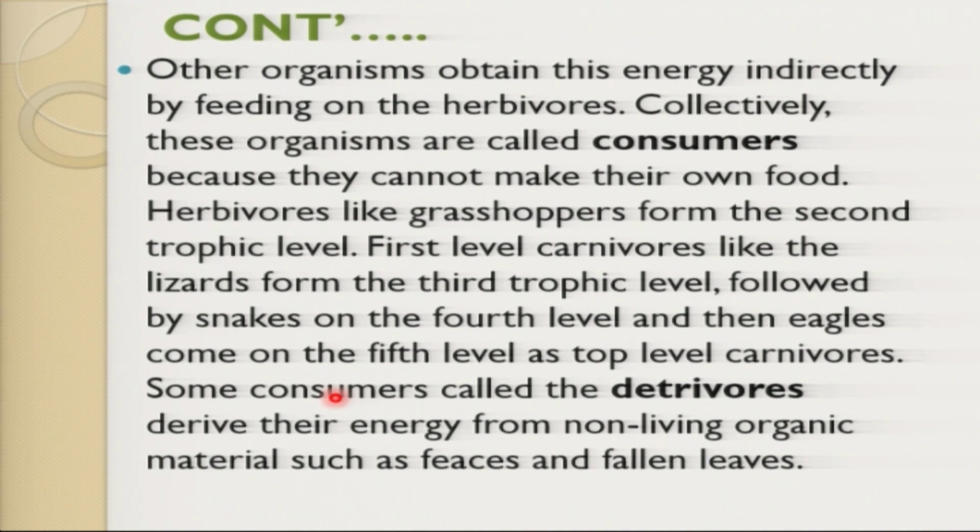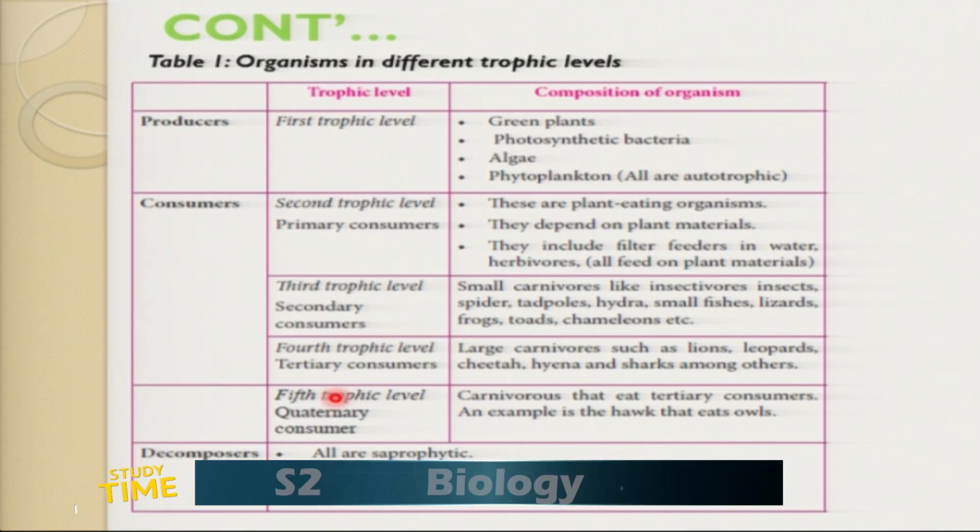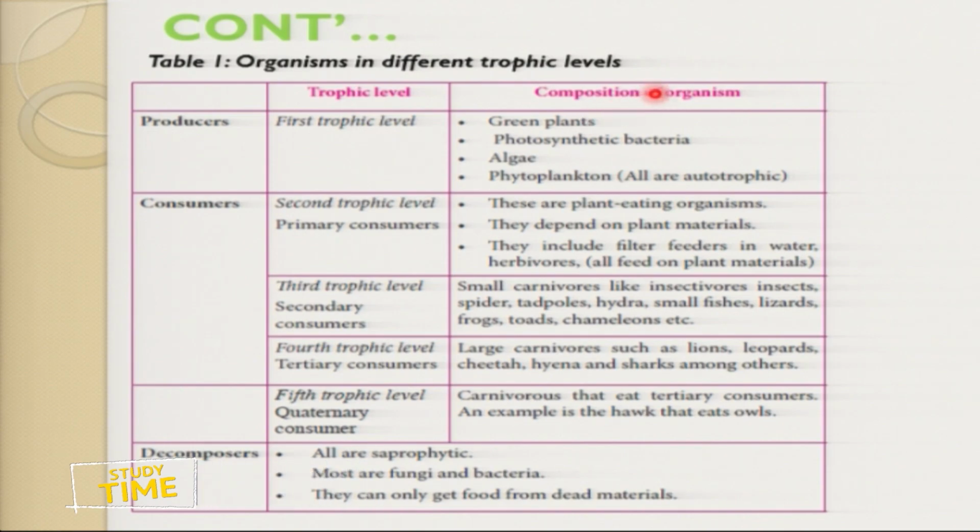All right? Let's look at organisms in different trophic levels. Let me start with the producers. If you go through the diagram, we have producers which occupy the first trophic level. Their composition includes green plants, photosynthetic bacteria, algae, phytoplankton, and all autotrophs. Then we have consumers: primary consumers and secondary consumers.